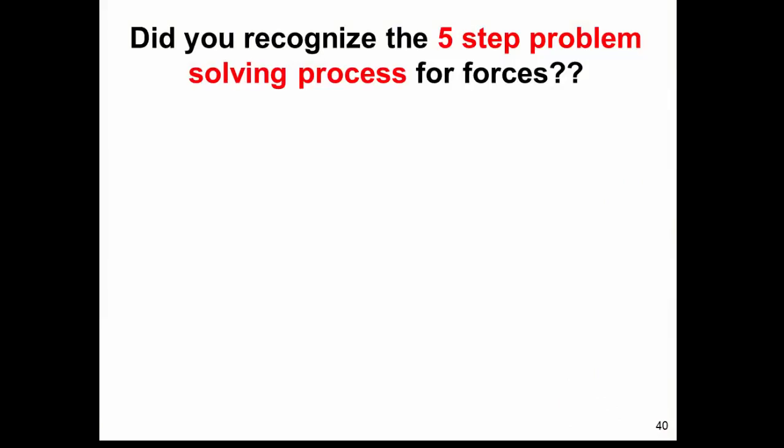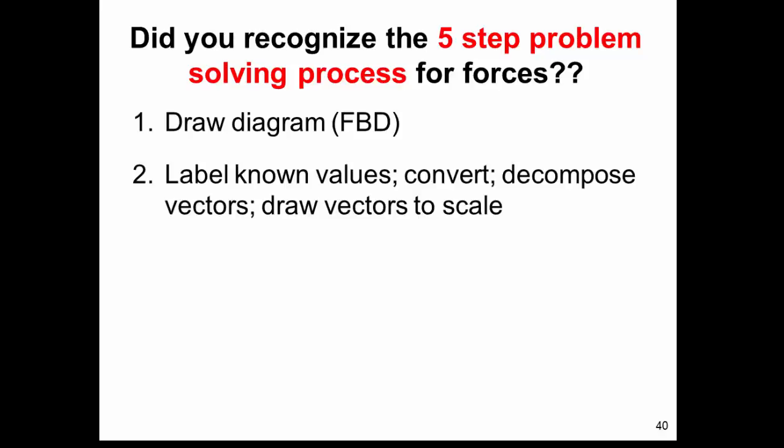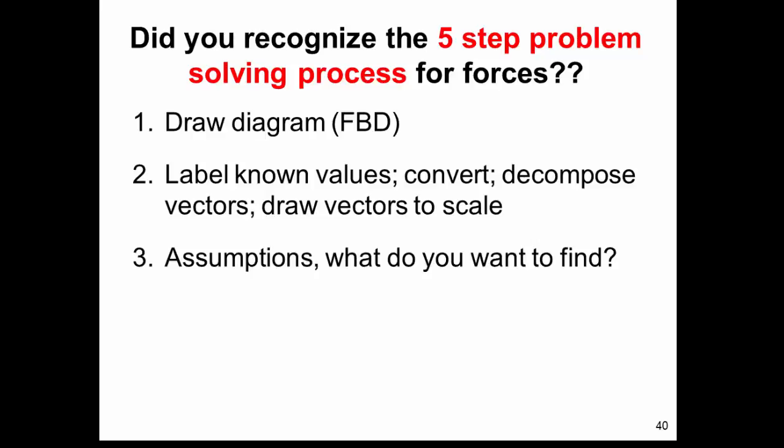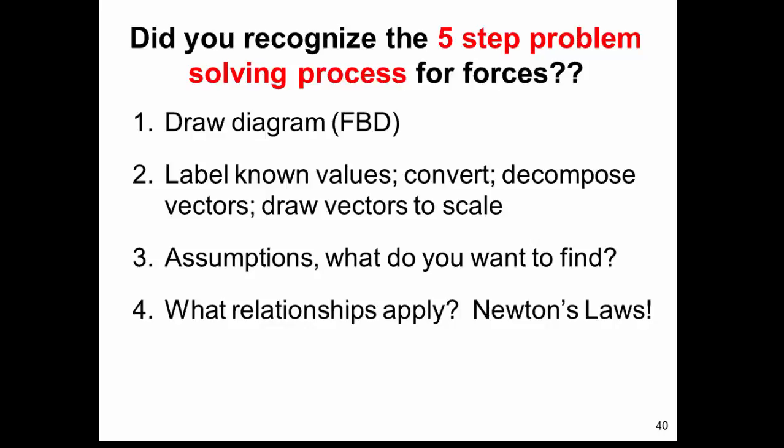At this point, once you have these equations set up, you can solve for any unknowns. And you'll notice this was the 5-step problem-solving process from before. We drew a diagram. It's a free body diagram in this case, a force diagram. We labeled it with vectors, drew our vectors to scale. We made any assumptions that we need to make and determine what we're going to find. And then what relationships apply? Well, for forces, we're going to apply Newton's laws. We've got Newton's first, second, third law, and later on you'll see we have also a law of gravity that we can use.